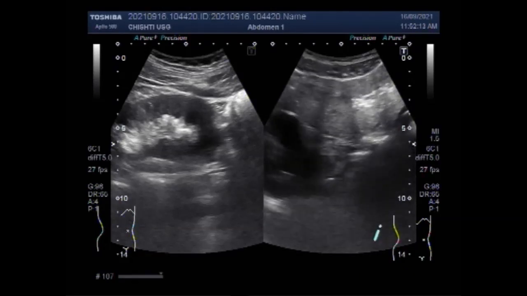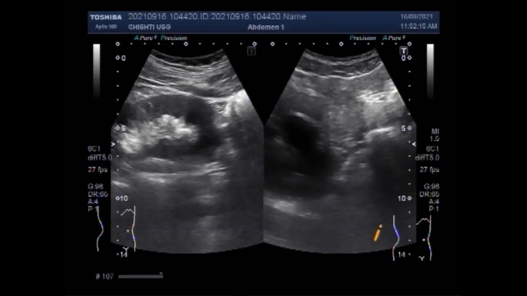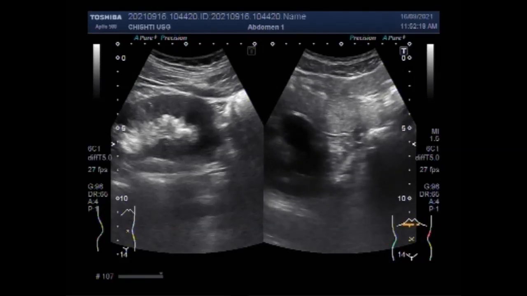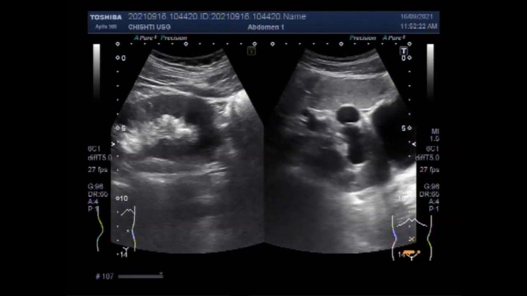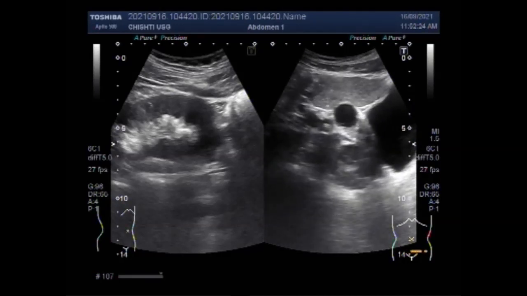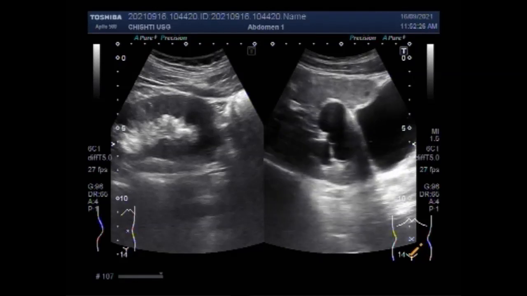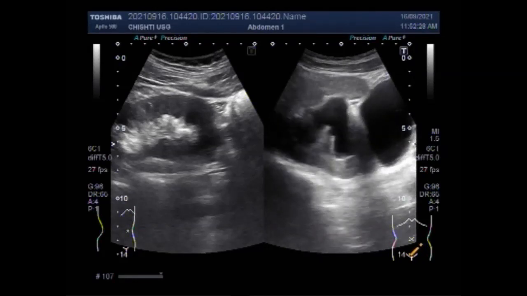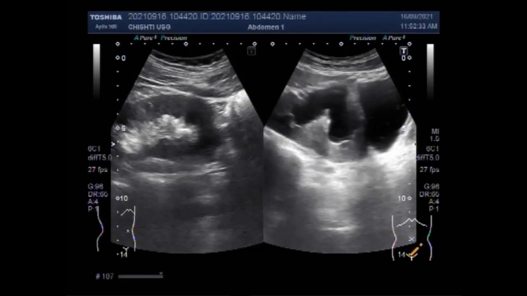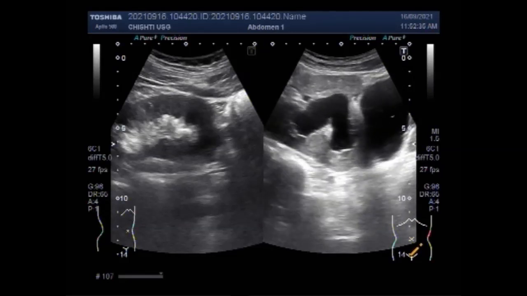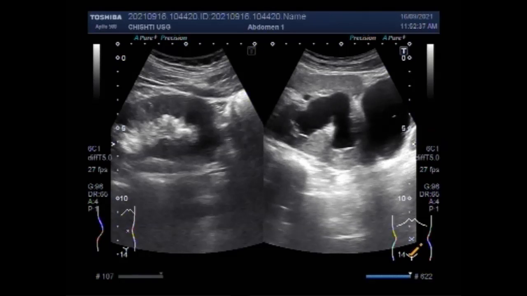Now you will see the left kidney lying along the left lateral wall of the urinary bladder, and it shows moderate to severe hydronephrosis with hydroureter. This is the urinary bladder, and this is the ectopic kidney, that is the left kidney.